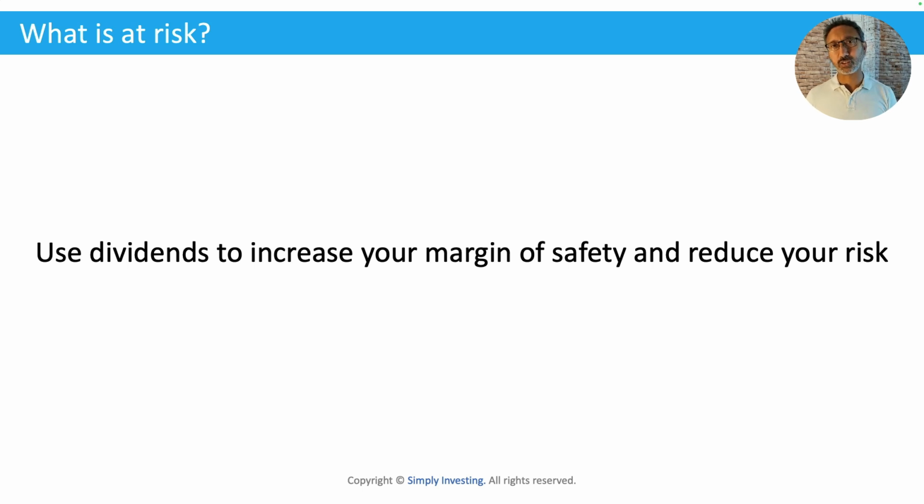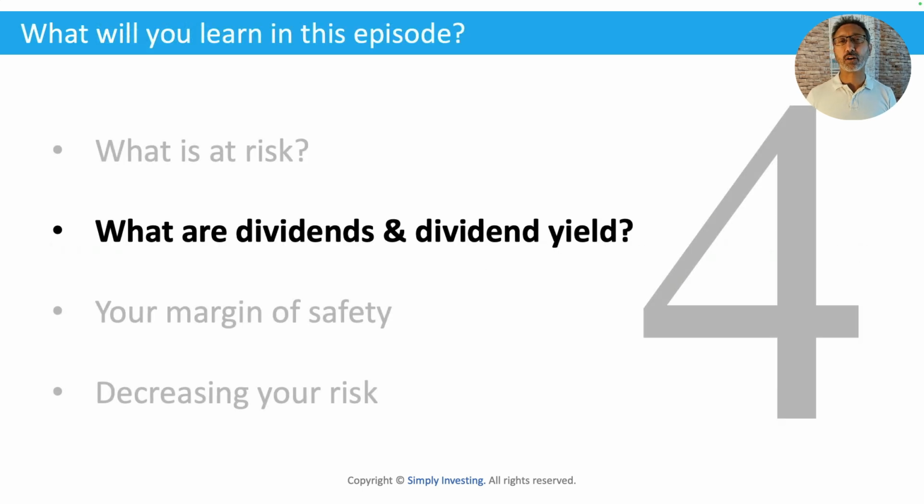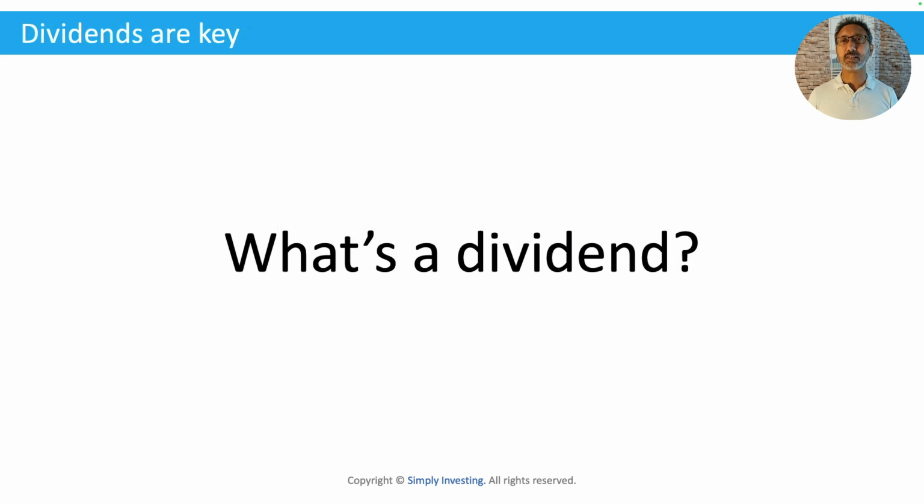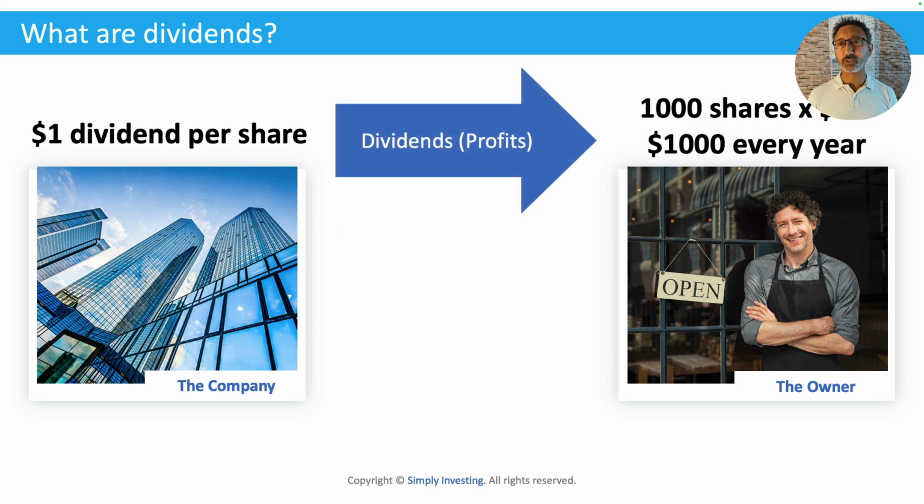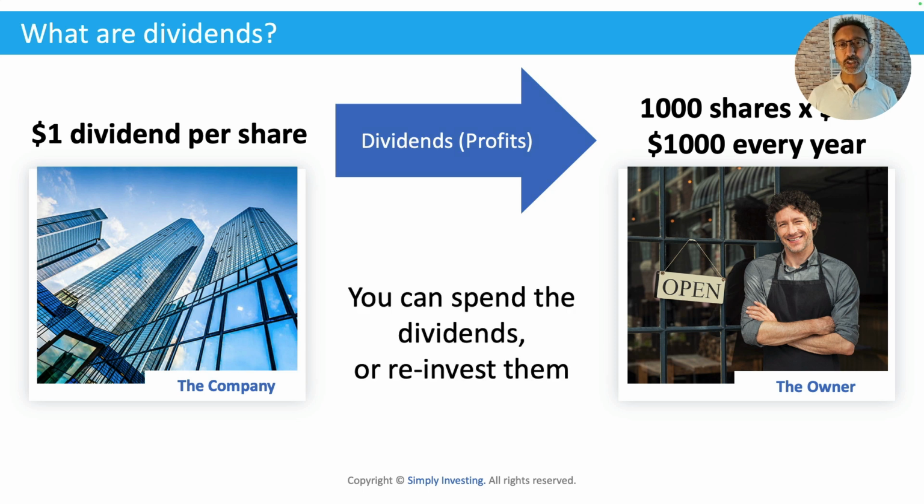So that takes us to the next topic of what are dividends and dividend yield. A dividend is simply the company sharing its profits with you, the shareholder. So in this example, if a company is paying a dividend of $1 per share and you own 1,000 shares, you will receive $1,000 every year for as long as you own those shares and as long as the company continues to pay the dividend of $1 per share.